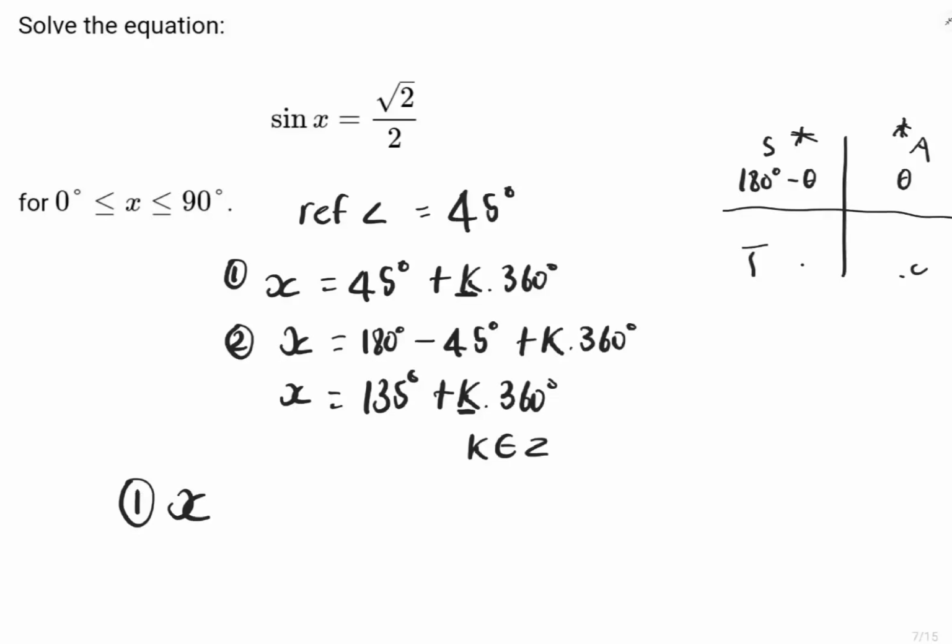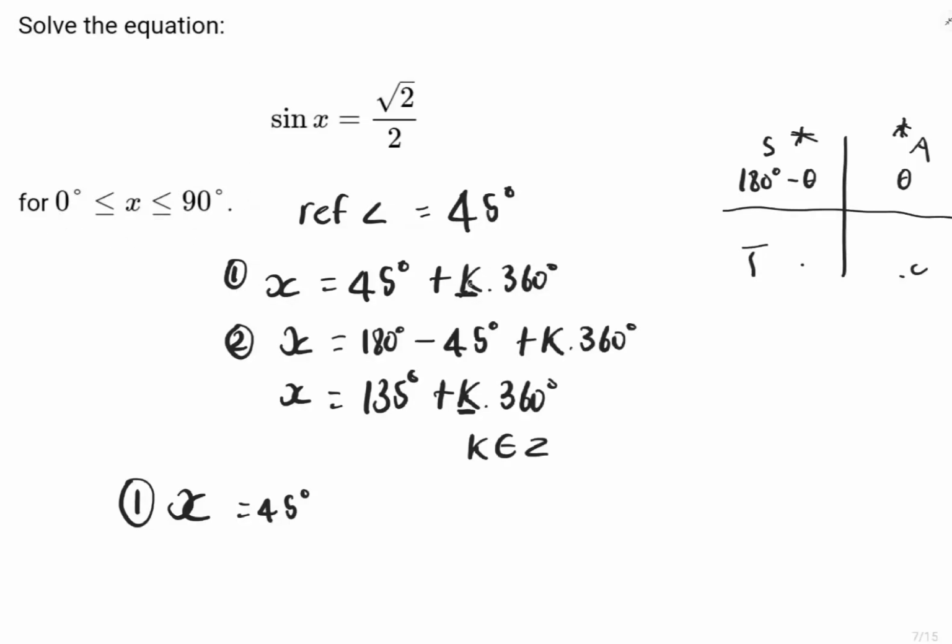We know that the integers are 0, 1, 2, 3, 4, 5, 6, 7, or even the negative numbers, negative 1, negative 2, negative 3, etc. So if we substitute 0 right off the bat, we're going to get 45 degrees. Cool. But if we substitute 1, type it in your calculator, you're going to get 405 degrees. Already it's 405. It's way out of range here.